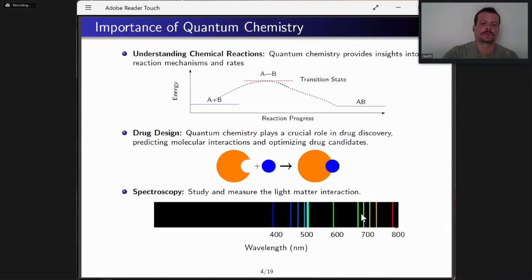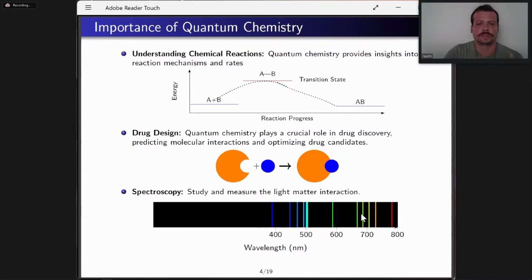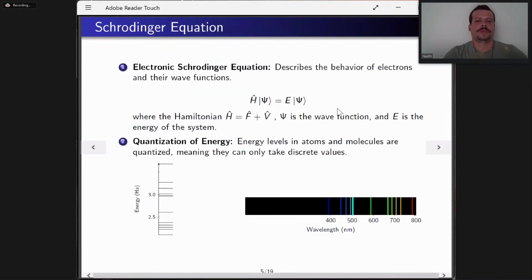We do it through the Schrödinger equation. Sorry for that. We do it through the electronic Schrödinger equation. First of all, why electronic? Because atoms and molecules are made out of electrons, so the electrons define their behavior. The electronic Schrödinger equation describes the behavior of electrons and their wave functions.